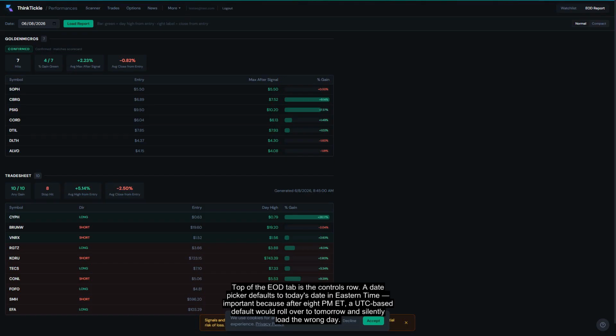Top of the EOD tab is the Controls row. A date picker defaults to today's date in Eastern Time, important because after 8 p.m. ET, a UTC-based default would roll over to tomorrow and silently load the wrong day.